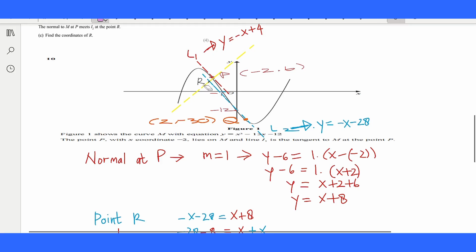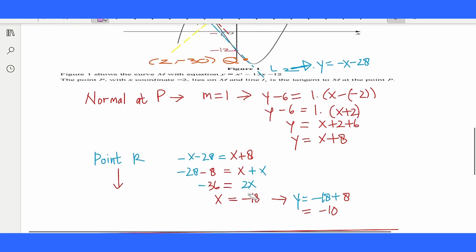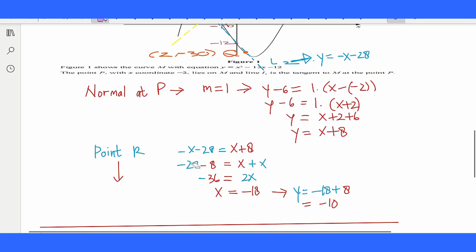So now how do we find the point of intersection with L2? We have to equate them. y equals negative x minus 28 for L2, and equals x plus 8 for the normal at P. Now we equate them and group number with number, x with x. Negative x from the left to the right becomes positive, and 8 from the right to the left becomes negative. So this becomes negative 36, equals x plus x which is 2x. Now x equals negative 36 over 2, that is negative 18.